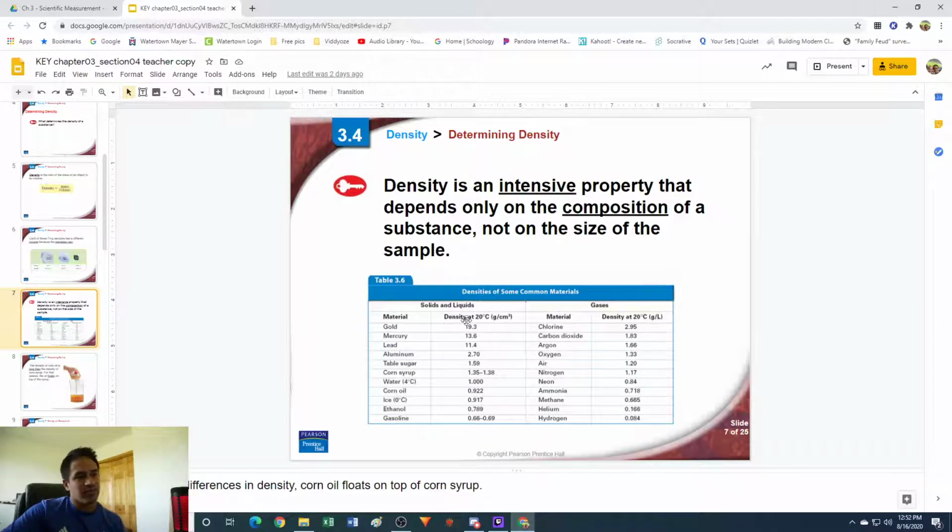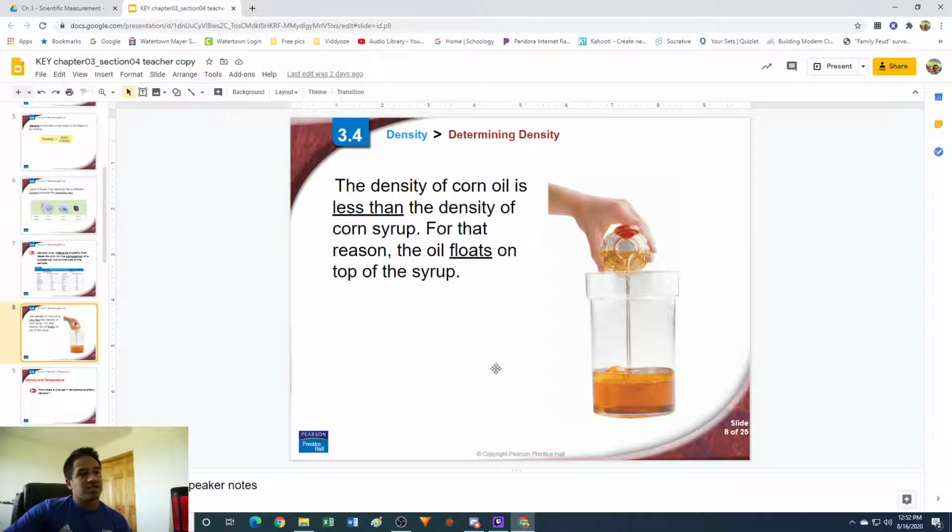Now you'll notice it does tell us density at 20 degrees Celsius. That is because density changes with temperature. So when we try to measure the density of a material, we typically try to do so at about room temperature and not at a really cold or really hot temperature because the density will change at hot or cold temperatures.